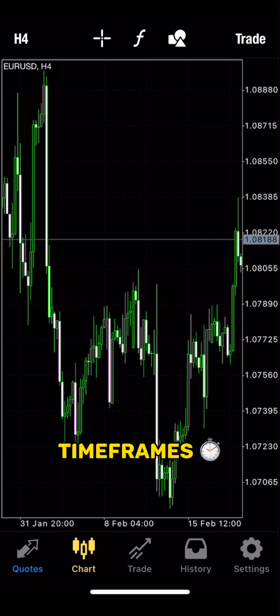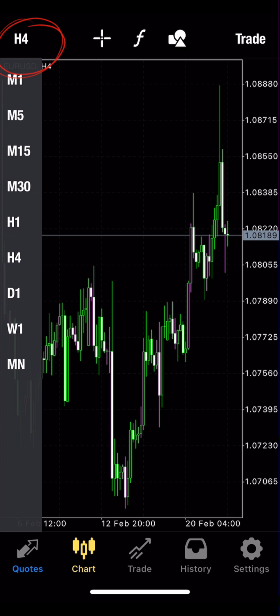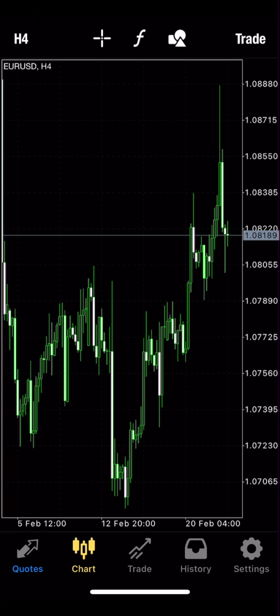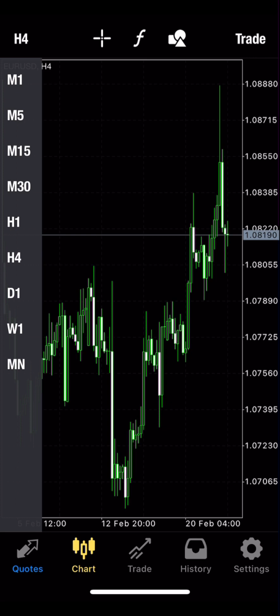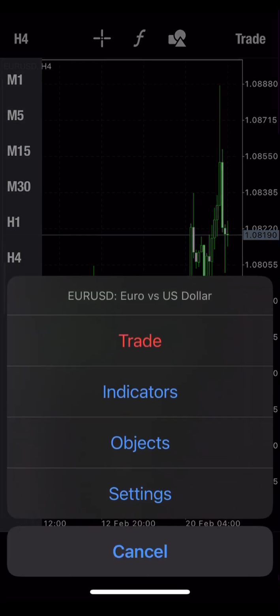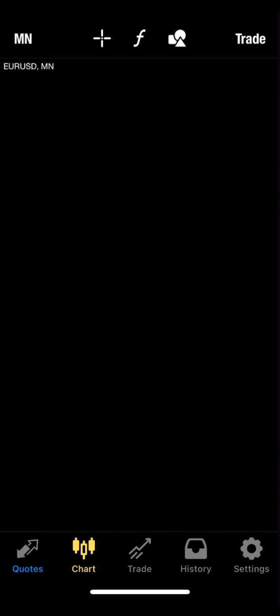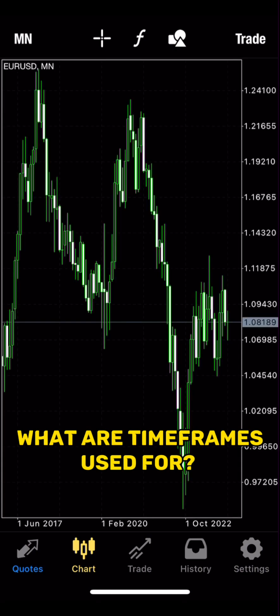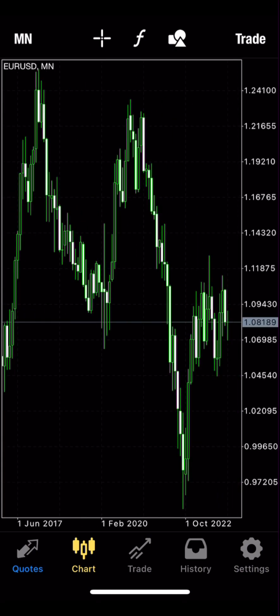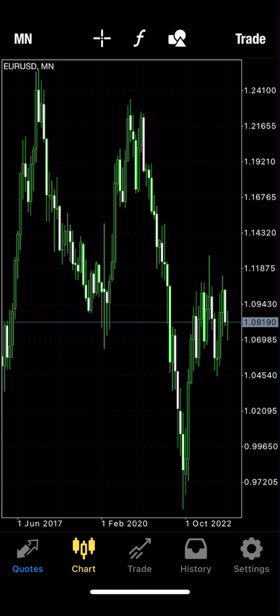Now, time frames. Basically, these are time frames here. Starting from the bottom, we have the monthly represented by MN. We have the weekly, daily, H4, which is 4 hour. We have the 1 hour. We have the 30-minute time frame. We have the 15-minute time frame, the 5 and the 1 minute time frame. So you might be wondering, what are time frames used for, right? Well, you can use your time frames to analyze and for entry, and also it depends on your trading style.